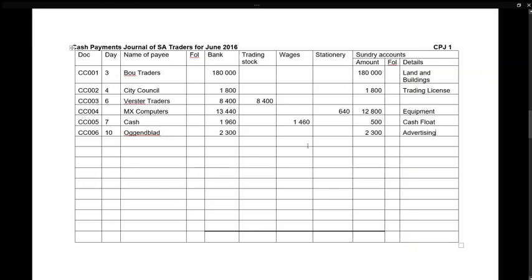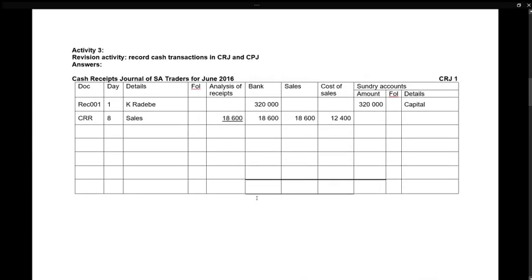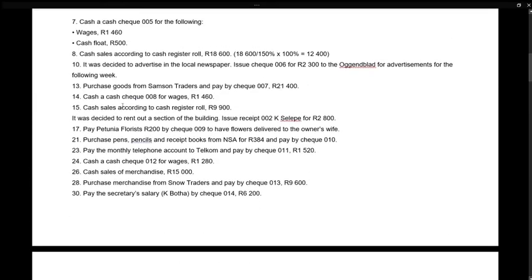Advertising is maybe better. There we go. Okay, next transaction. It took place on the 13th. Purchase goods from Samson Traders and pay by check 007, 21,400. Okay, goods, trading stock.